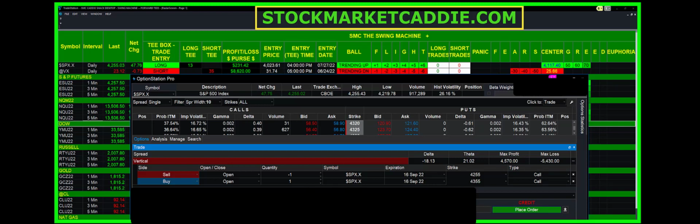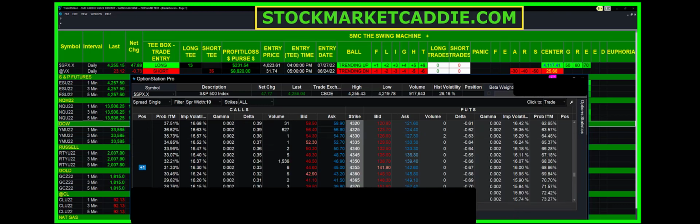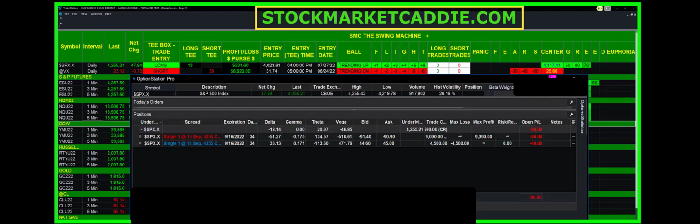Now, we want this order to go right in. So we're going to place it. And it's in. And TradeStation, what's beautiful about this, TradeStation will recognize exactly what we've done. This is the option that, in essence, we're short, the $42.55, and we got paid. We got a credit. This is the option that we bought, that we paid for.